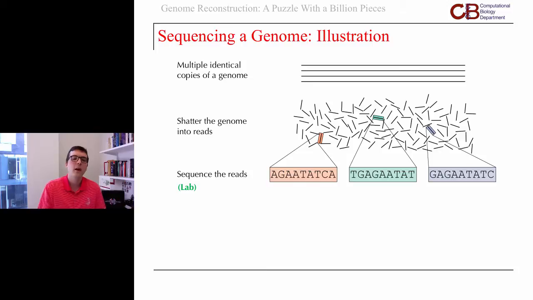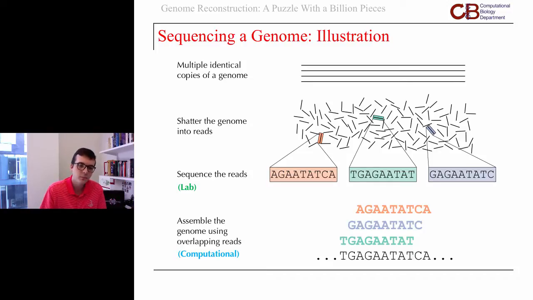But then it's where the computation comes in: we've got to be able to use the overlapping information in those reads. Here you see that the orange read overlaps with the blue read in all but one letter, and the blue read overlaps with the green read in all but one letter. In practice, these are, say, 150 nucleotides long or 250 nucleotides long, but in this case I'm showing it just as a toy example where they're shorter.